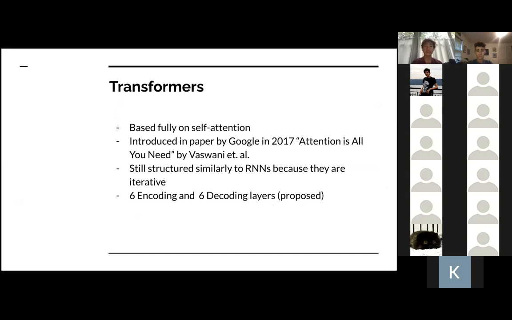And then we have transformers based fully off self-attention. This was introduced by a paper by Google in 2017, Attention Is All You Need by Vaswani et al. It's structured sort of similar to RNNs because they are, in a sense, iterative. And in the original proposed paper, there are 6 encoding and 6 decoding layers, although this is yet another hyperparameter which can be tuned depending on what model you want to do it for. This was just the one proposed in this specific paper.